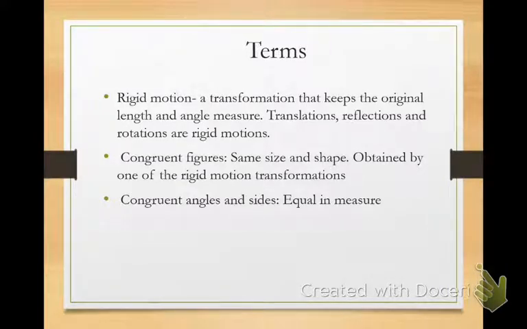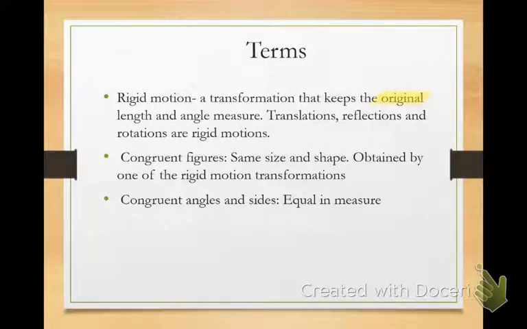A rigid motion, you're going to hear me say this term quite a few times in this lesson. It is a transformation that keeps the original length and angle measure. So translations, reflections, and rotations are rigid motions because we've talked about the fact that they don't change shape. They might just slide or flip or turn, but they don't change shape.